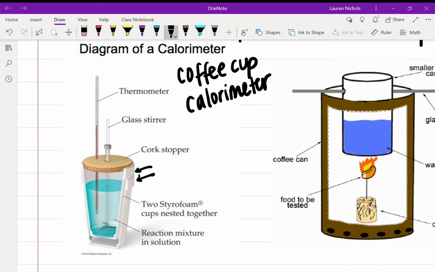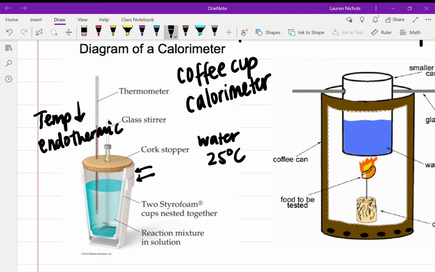So for example, you would say, okay, if the water was originally 25 degrees Celsius, and then you add the reaction, you can see that if the temperature were to decrease, that means it's going to be endothermic. That reaction is absorbing the heat from the water, so the temperature of the water is going down. But if the temperature of the water were to go up when you add those chemicals in there, then you would know it's exothermic. It's releasing heat into the water, which is causing the temperature to go up.